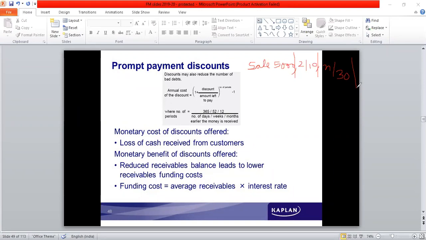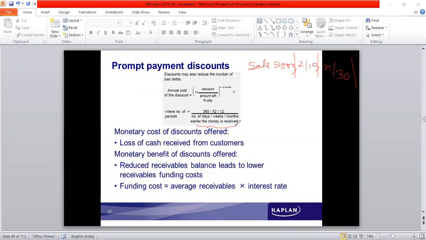Where number of periods is calculated as follows: if the year is taken as 365 days or 52 weeks or 12 months, the way we present the period, it is 365 or 52 or 12 divided by the number of days of that credit facility which is foregone. So whatever is foregone, that 20 days facility, we divide by that number of days.